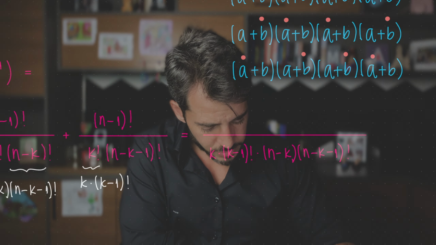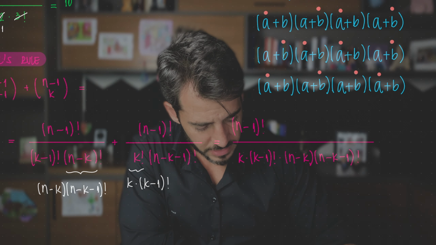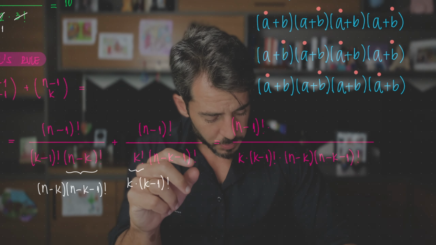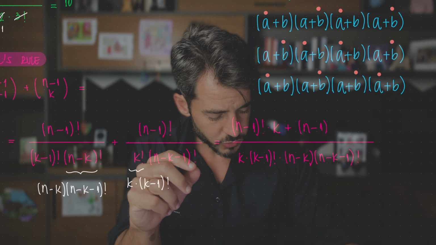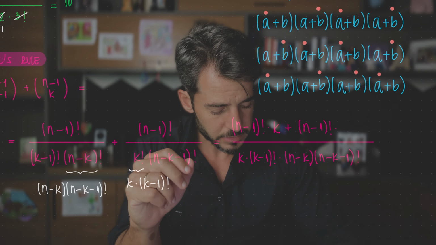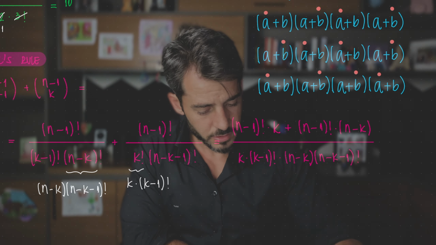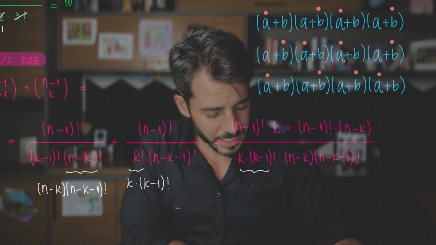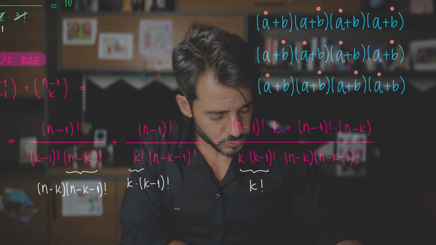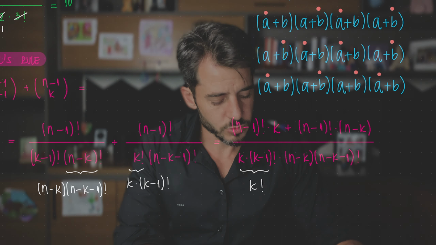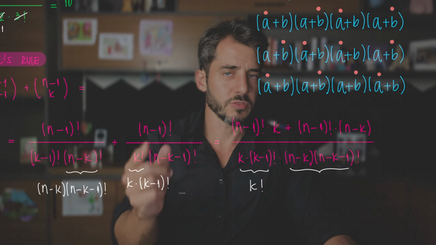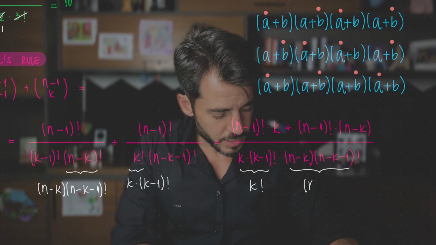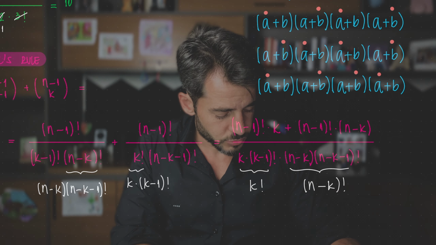Therefore, in the numerator, we'll have the first (n-1)! multiplied by k plus the second (n-1)! multiplied by (n-k). Notice as well that k times (k-1)!, doing this in reverse now, is equal to k!, and (n-k) times (n-k-1)! is equal to (n-k)!.